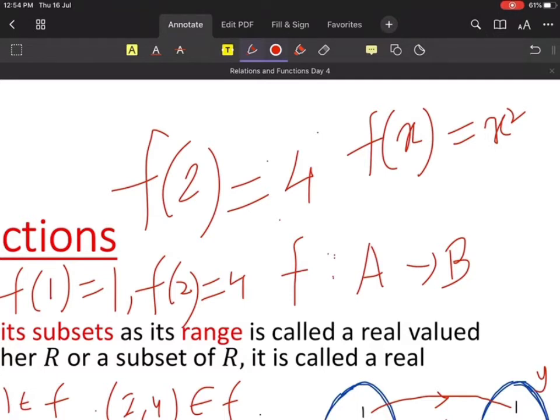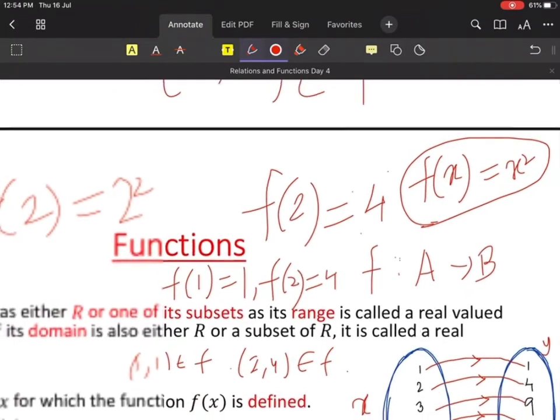x square. Have you understood? So this is our function. Am I clear? Now you put values of x, you will get corresponding values of y. f of 1, 1 square. f of 2, 2 square. f of 3, 3 square. f of 4, 4 square. Understood? Clear? Yes, sir.